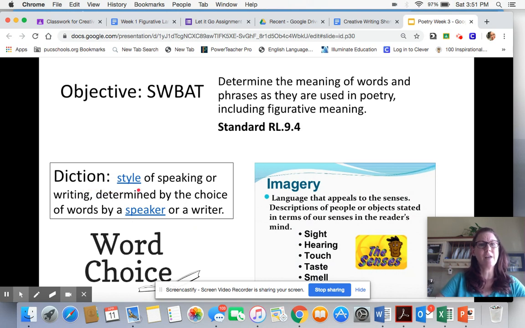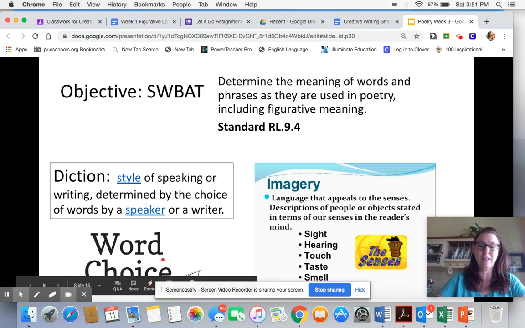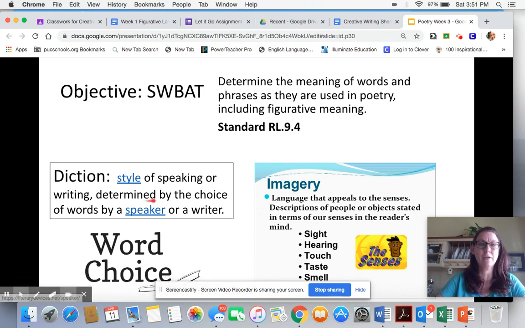Diction is a style of speaking, or in this case, writing, determined by the choice of words by the speaker or writer. So basically, diction is word choice. It's precise language. And by using diction, by really carefully choosing their words, poets and authors can really add meaning to their writing just by choosing specific strategic words. So that's diction. We'll be paying attention to that as we read our poems today.